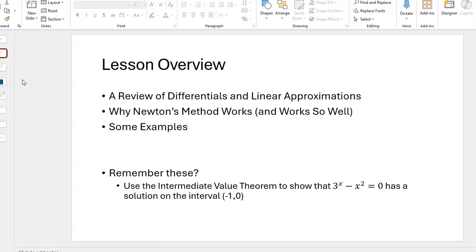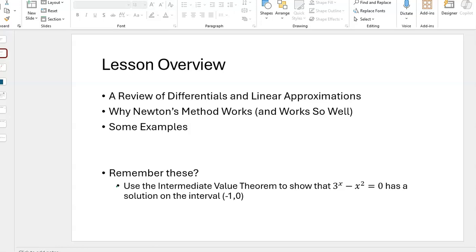So in this lesson we're going to do a quick review of differentials and what a linear approximation is, and then we'll investigate why Newton's method works and give some examples. First things first, let's see if we remember this kind of question. Use the intermediate value theorem to show that that equation has a solution on the interval from -1 to 0. Now that part wasn't too hard, plugging in -1 in for x, plugging in 0 in for x, and show that their signs were opposites.